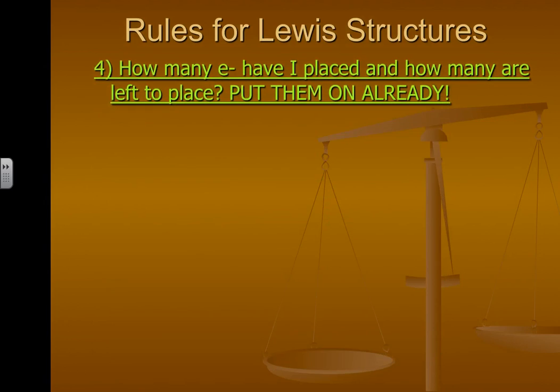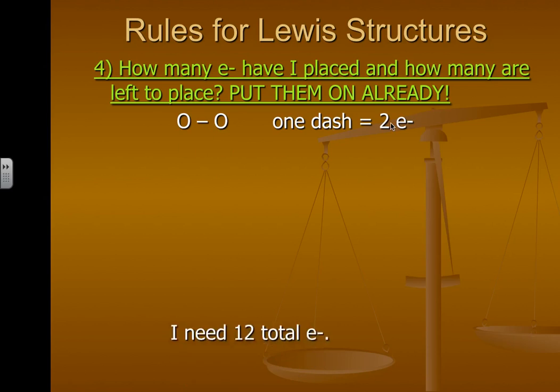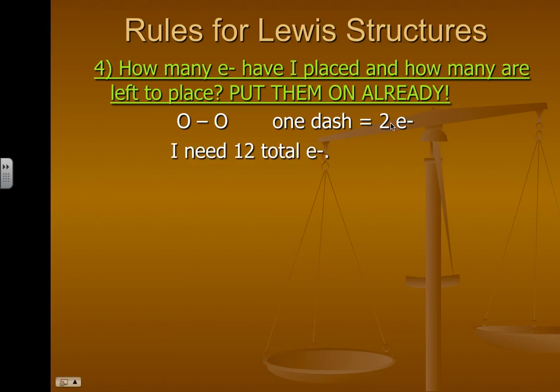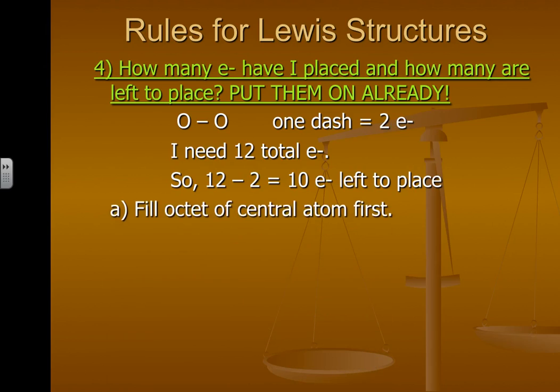Next, you will do some counting. So how many electrons have I placed and how many are left to place? And then once you know, put them on there already. So this is what I've created already. I've got my skeleton structure, 2 oxygens single bonded together, and we recognize that 1 dash equals 2 electrons. Well, I needed 12, didn't I? So if I needed 12 and I've placed 2, that means I've got 10 left. All right, so now I'm on to the next part here, put them on already. So I've got 10 to go.